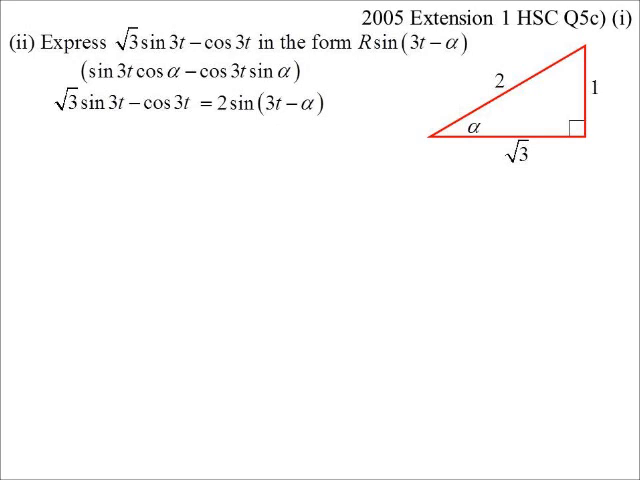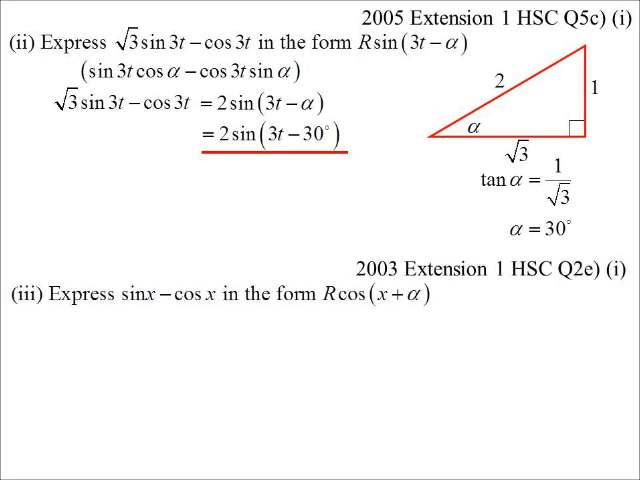There's my answer, except I've got to work out alpha, of course. I'll look at my triangle over there. Hey, it's an exact value. You'll notice 1 over root 3. Tan of what is 1 over root 3? 30. So yeah, there it is, 2 sine 3t minus 30.